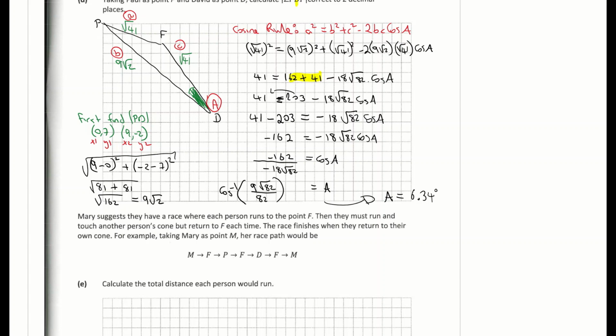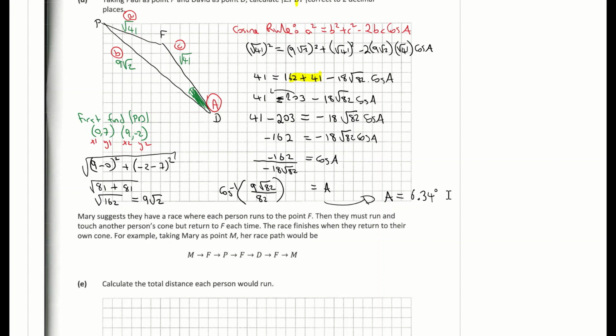Okay, that is part D. Scrolling down now to part E. Mary suggests they have a race where each person runs to the point F, then they must run and touch another person's cone but return to F each time. The race finishes when they return to their own cone. For example, taking Mary as point M, her race path would be.